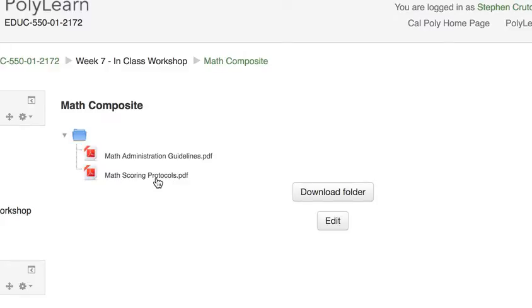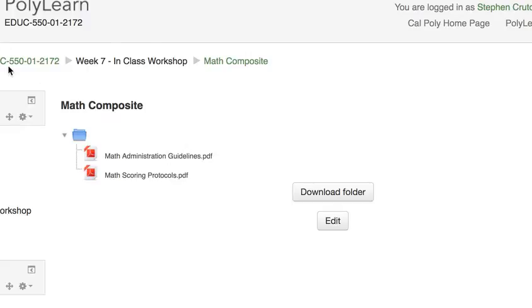Here's the scoring protocols, so you can open up those scoring protocols to see not only information that's specific to that subtest in terms of administration, but also that's where you would actually do the scoring relative to the accuracy or inaccuracy of the responses.